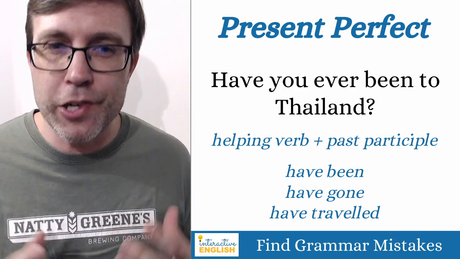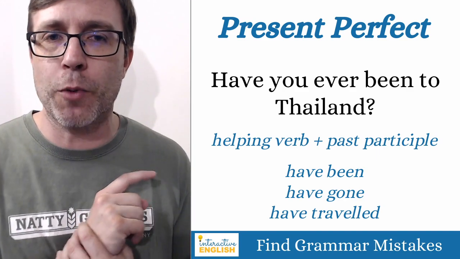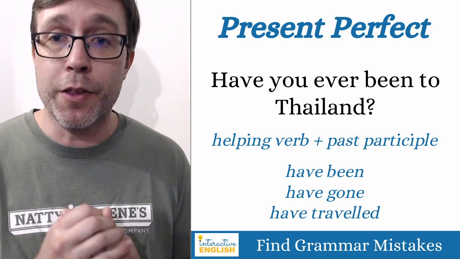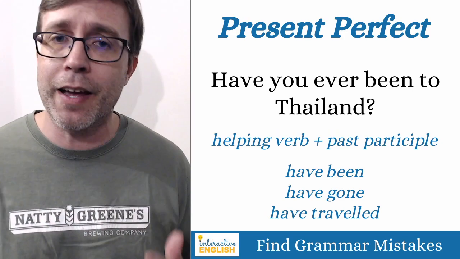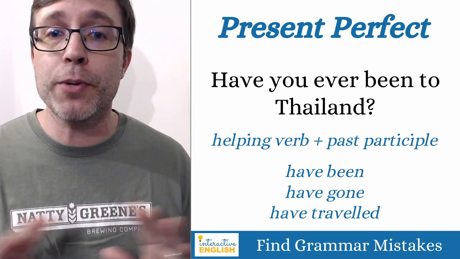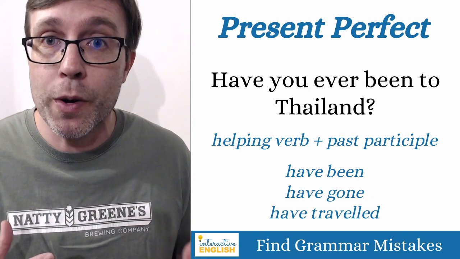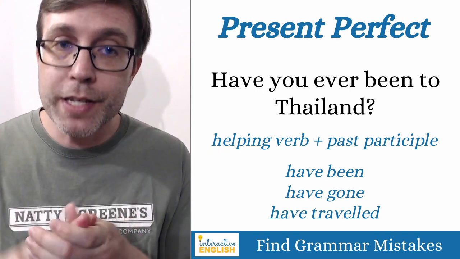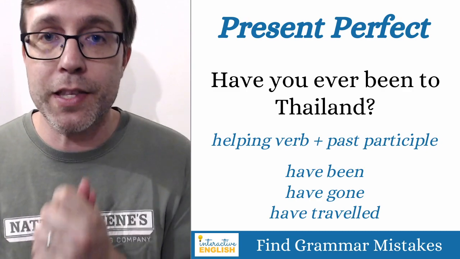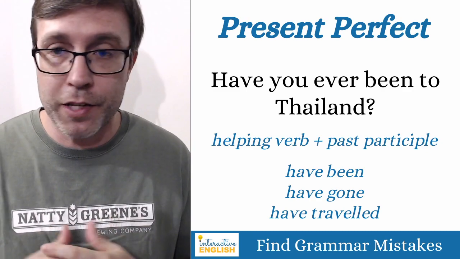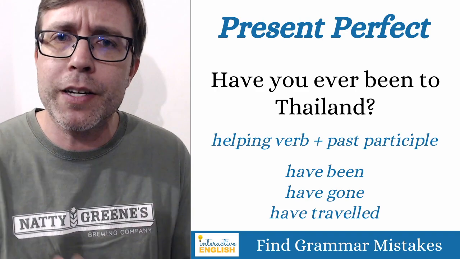The reason why I changed the verb is because I think this is a little more common, that somebody would use the verb to be. Have you ever been to Thailand? Have you ever been to China? Have you ever been to Brazil? However, you could still use that verb go, and go, went, gone. Gone is the past participle, and it's perfectly fine. You could say, have you ever gone to Thailand?